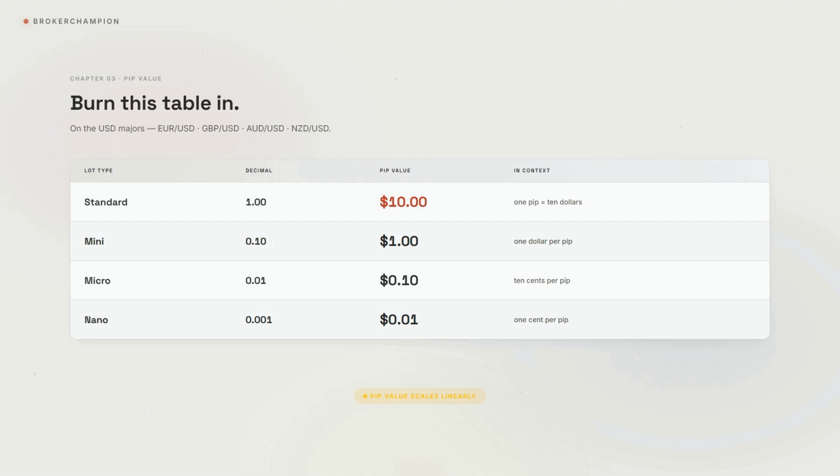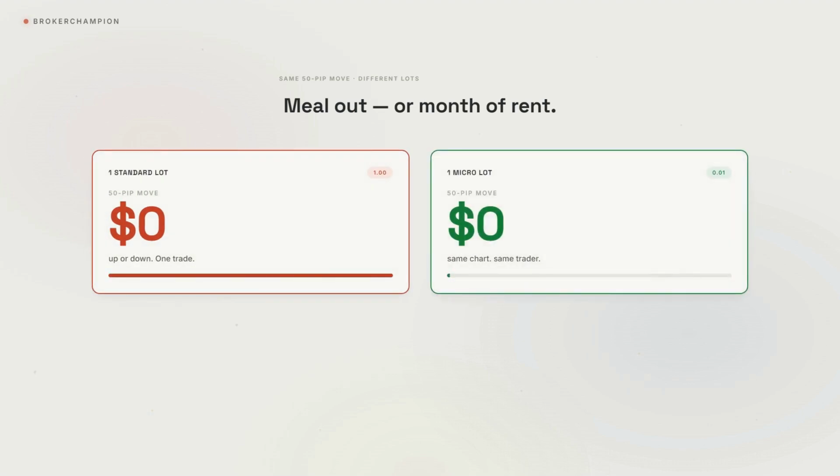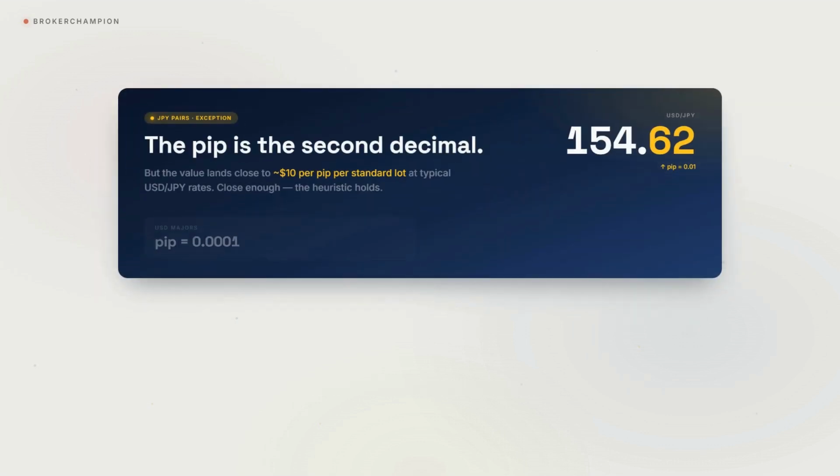Pip value scales linearly, so a 50 pip move on a standard lot of EUR/USD, that's $500 up or down. The exact same 50 pip move on a micro lot, $5. Same chart, same volatility, same trader. The lot size is what decides whether that 50 pips is a meal out or a month of rent. JPY pairs work slightly differently. The pip is the second decimal there, but the value comes out close to $10 per standard lot at typical USD/JPY rates. Close enough that the heuristic holds.